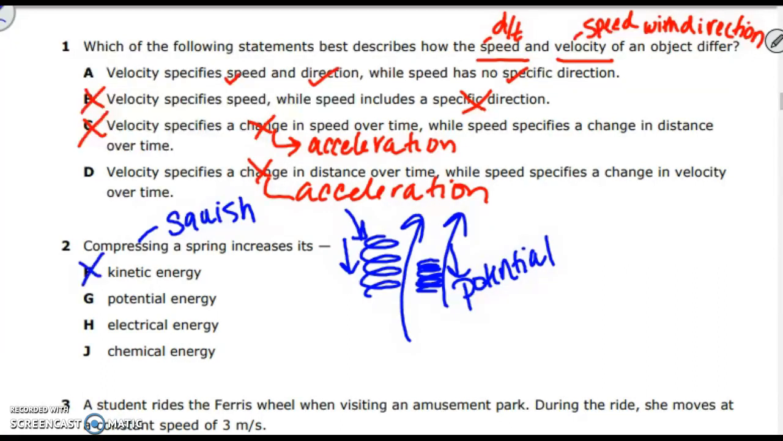So it's not increasing kinetic. Electrical, that has nothing to do with electrical. It's not plugged into any sort of wire. Or chemical, there's no chemicals involved. So really it's between kinetic and potential, and the best answer there is potential energy, because as you squish that spring downward, it's going to have more stored up energy to jump up faster and higher once you finally release it.